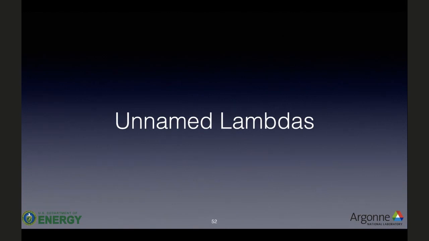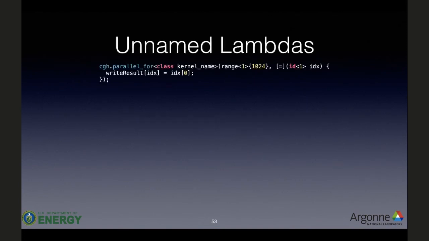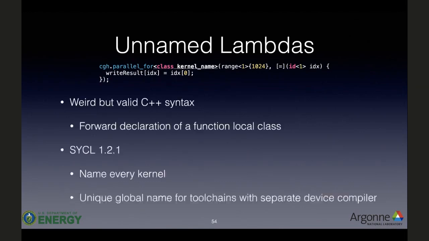Now I'm going to move into more usability kind of things. So unnamed lambdas is a feature we got. Over here, this is regular SYCL 1.2.1 parallel_for kind of code, and you have to name the kernel. The model behind SYCL is that the front end is just plain C++ code, even if it does something different. So the code should be C++, even if it's going to be interpreted differently.